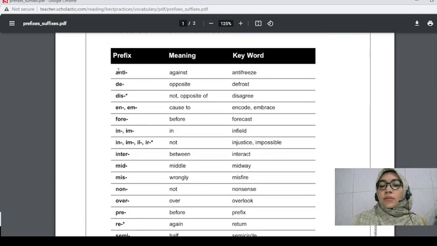You can see the examples here. For example, de- has the meaning of opposite. We can see the examples defrost or deforestation, which have the meaning of the opposite. The same with dis-, and the example of disagree. This is the opposite of the word agree.